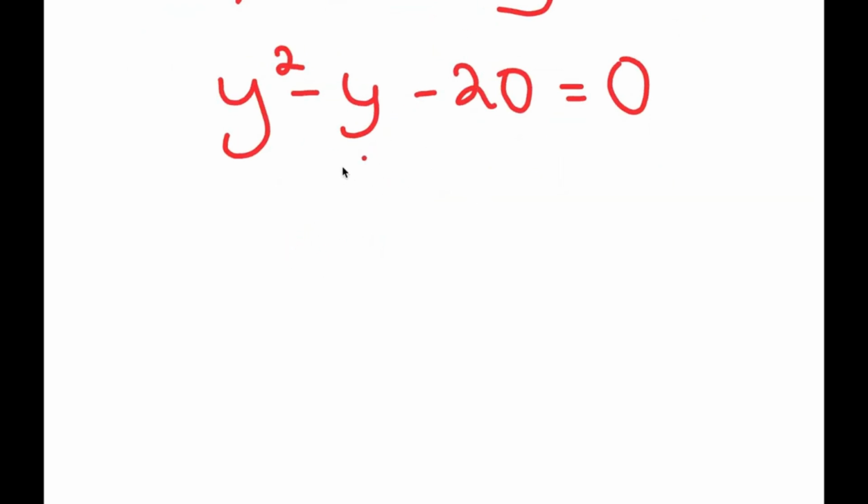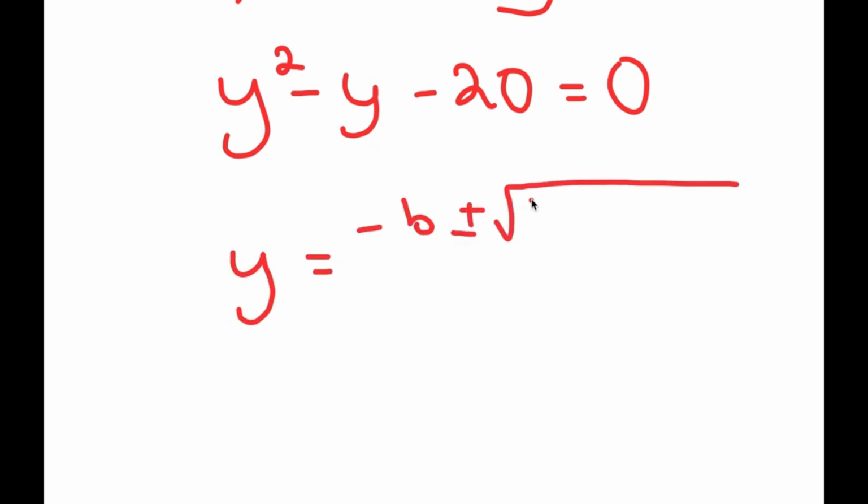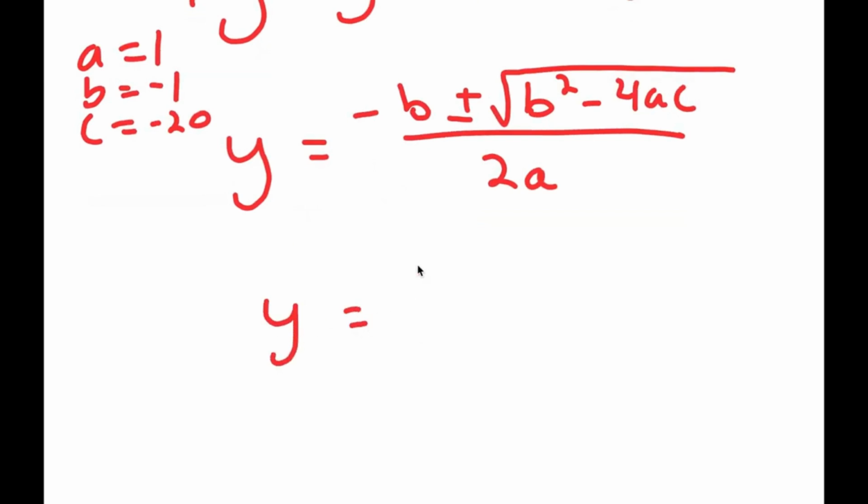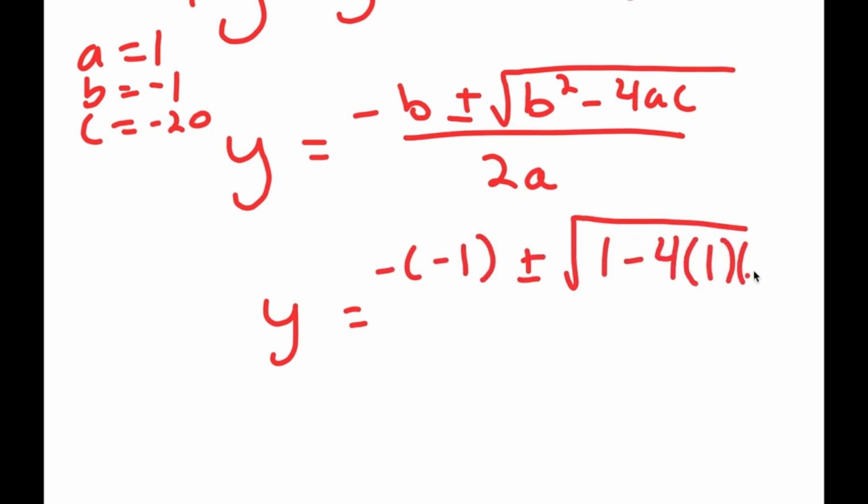Now, to solve this, I'm going to be using the quadratic formula, which is negative b plus or minus the square root of b squared minus 4ac all over 2a. So in this case, a is 1, b is negative 1, and c is negative 20. So I get y equals negative 1 plus or minus the square root of b squared, so negative 1 squared, which is positive 1, minus 4 times a, which is 1, times c, which is negative 20, all over 2a, so 2 times 1.